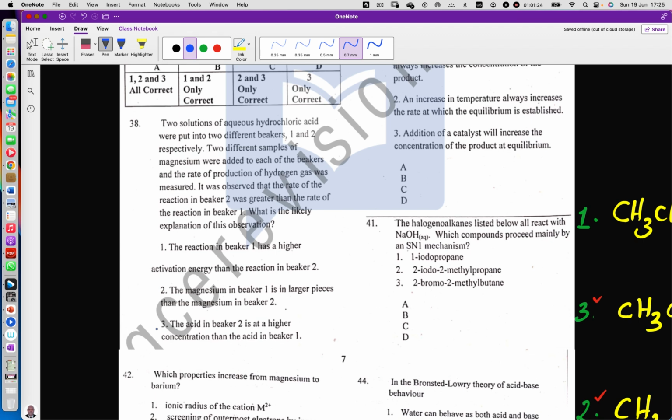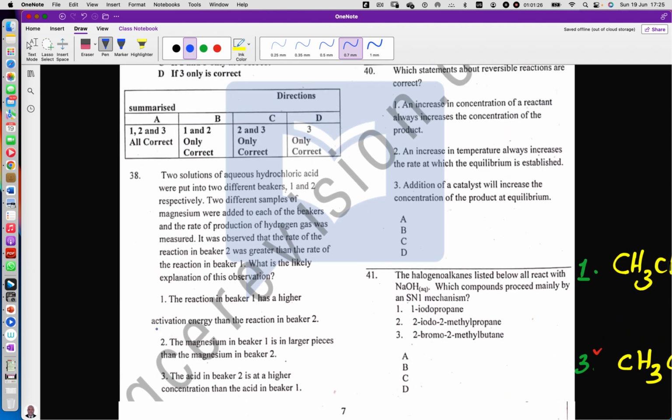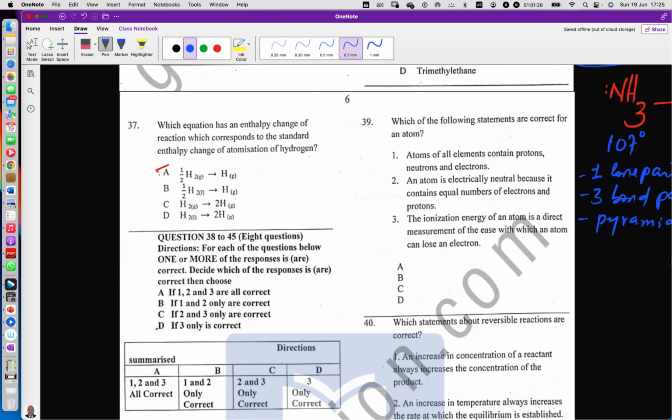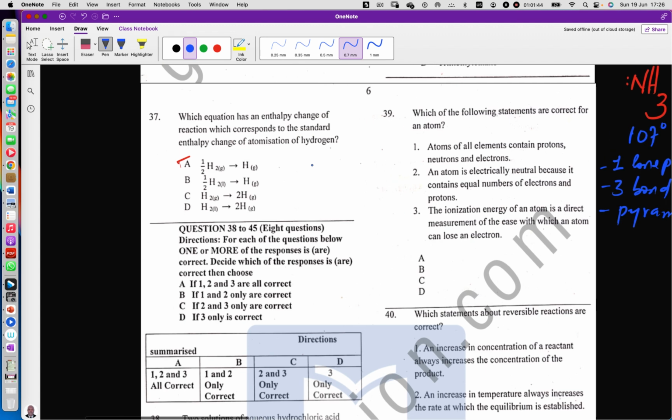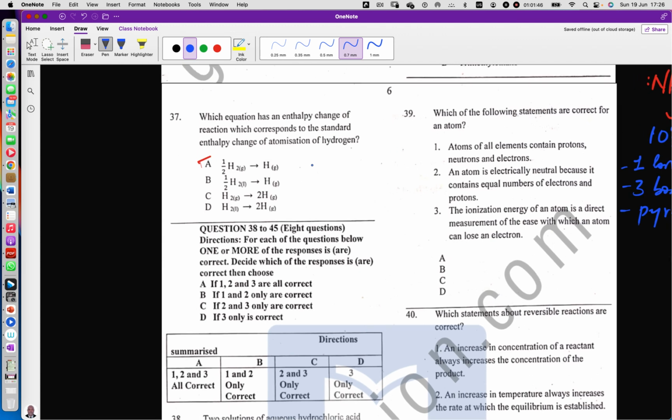Question number 39. Which one of the following statements are correct for an atom?